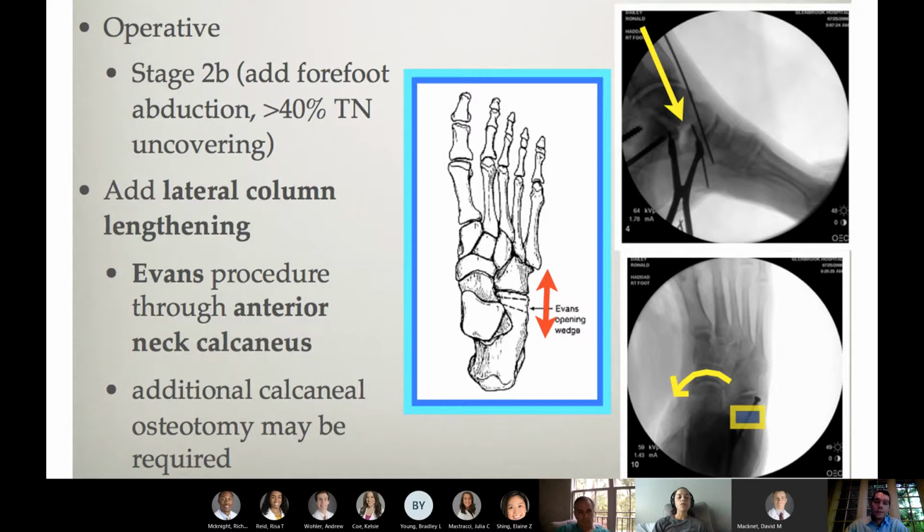Some people dogmatically don't like this because they say, well, the lateral column isn't short, so why am I going to lengthen it? Other people say, if you don't improve the talonavicular uncoverage, how are you going to get them a lasting result? But the cutoff for how much uncoverage of the navicular joint has been cited anywhere to be 30, 40, 50%. If they have bad abduction deformity, doing the lateral column lengthening or an Evans osteotomy is the answer on the test.